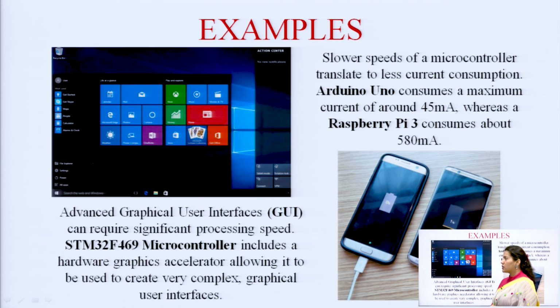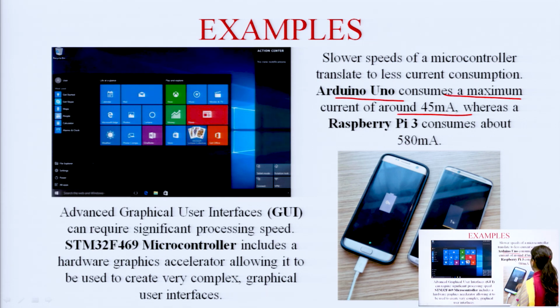Here I have shown some examples for that. The slower speeds of a microcontroller translate to less current consumption. That is, Arduino Uno consumes a maximum current of around 45 milliamperes, whereas a Raspberry Pi 3 consumes around 580 milliamperes. So, in this way, if the speed is slow, then the current consumption is also low.